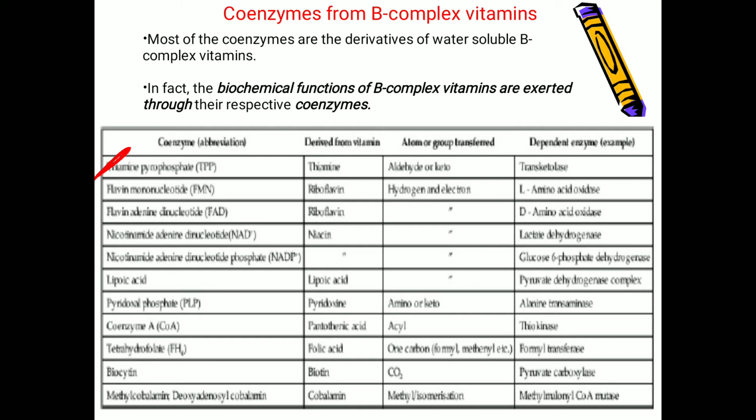And for riboflavin, there are two forms of coenzymes, FMN and FAD. FMN is flavin mononucleotide, and FAD is flavin adenine dinucleotide. The main function of the coenzymes of riboflavin is hydrogen and electron transfer, and FMN is for L-amino acid oxidase, and FAD for D-amino acid oxidase. You can remember easily like that, FAD, D for D-amino acid oxidase. And the next one is niacin.